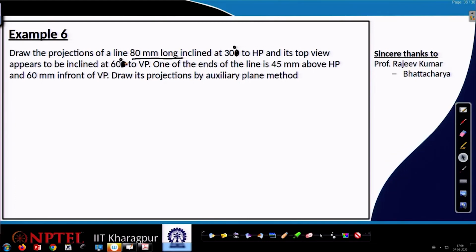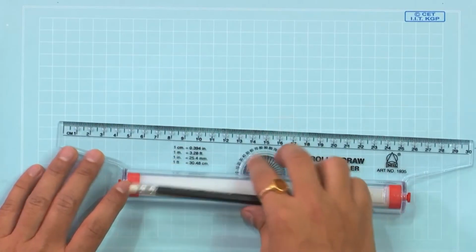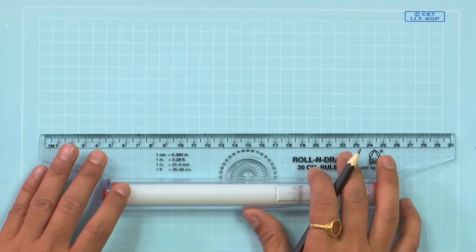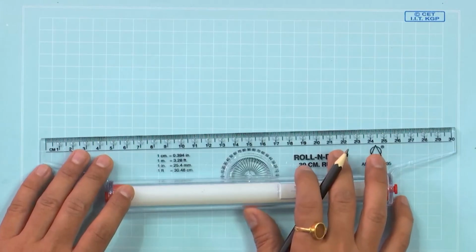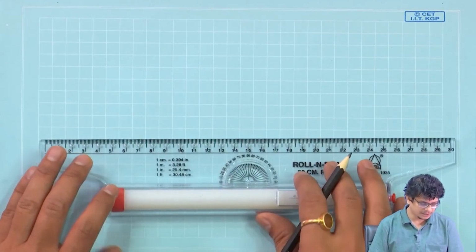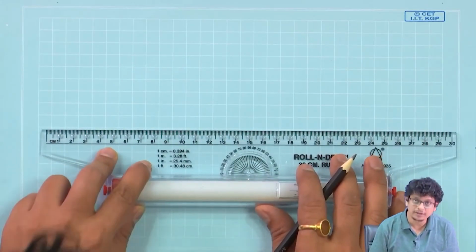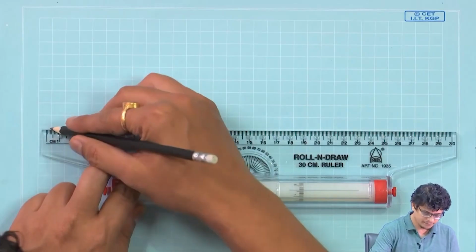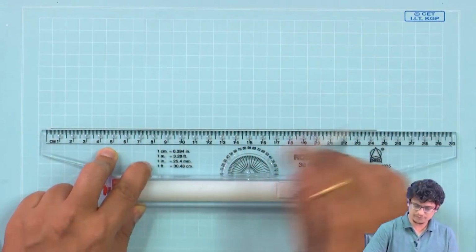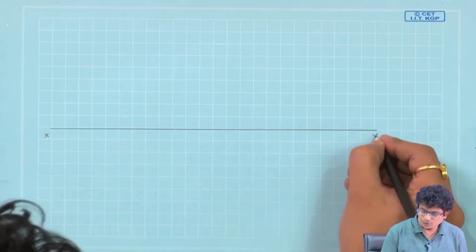Let us begin using our graph sheets. First of all, we will draw the top and front views of one of the ends, because it is a line, there will be two ends like point A and point B, and one of the ends we will draw first. First of all, let us draw an xy plane. This is the x axis, y axis.